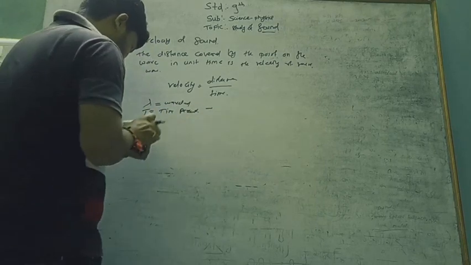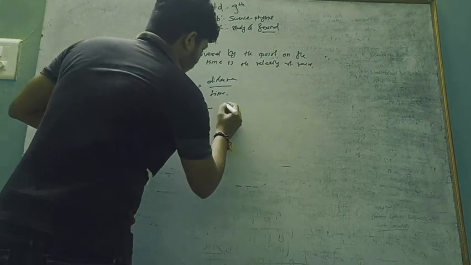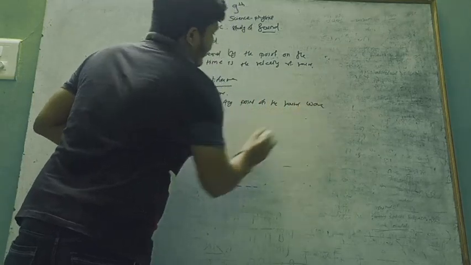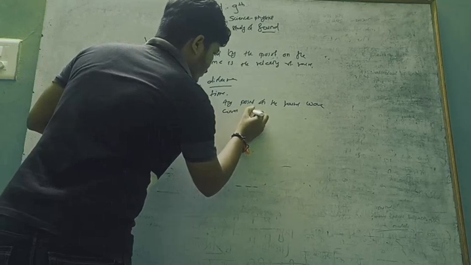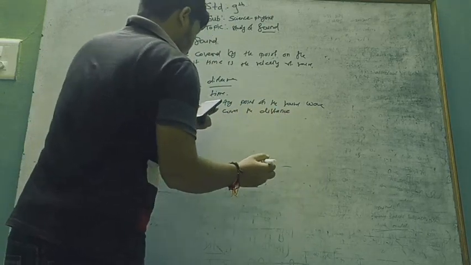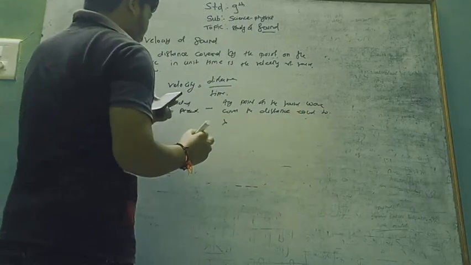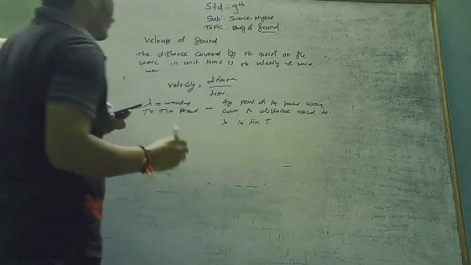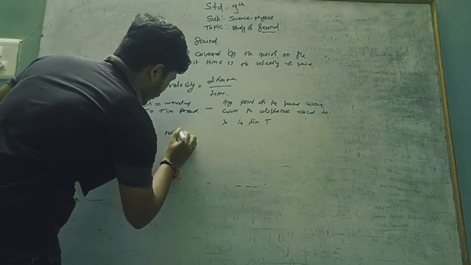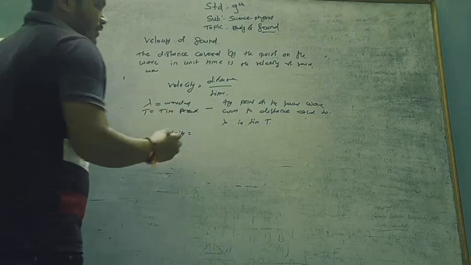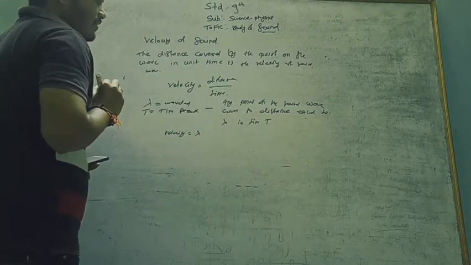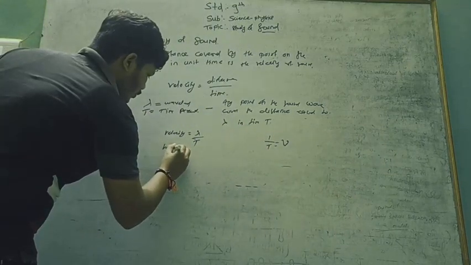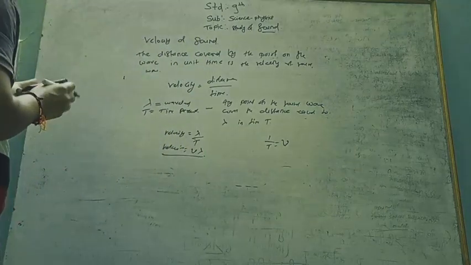In the case of sound, any point on the sound wave covers a distance equal to lambda, the wavelength, in the time t. Time t is nothing but the time period. Thus velocity is equal to distance divided by time. The distance is the wavelength lambda, divided by the time period t. As we know, 1 upon t is the frequency, given by nu. So velocity is equal to nu lambda. This is the formula for the velocity of sound.